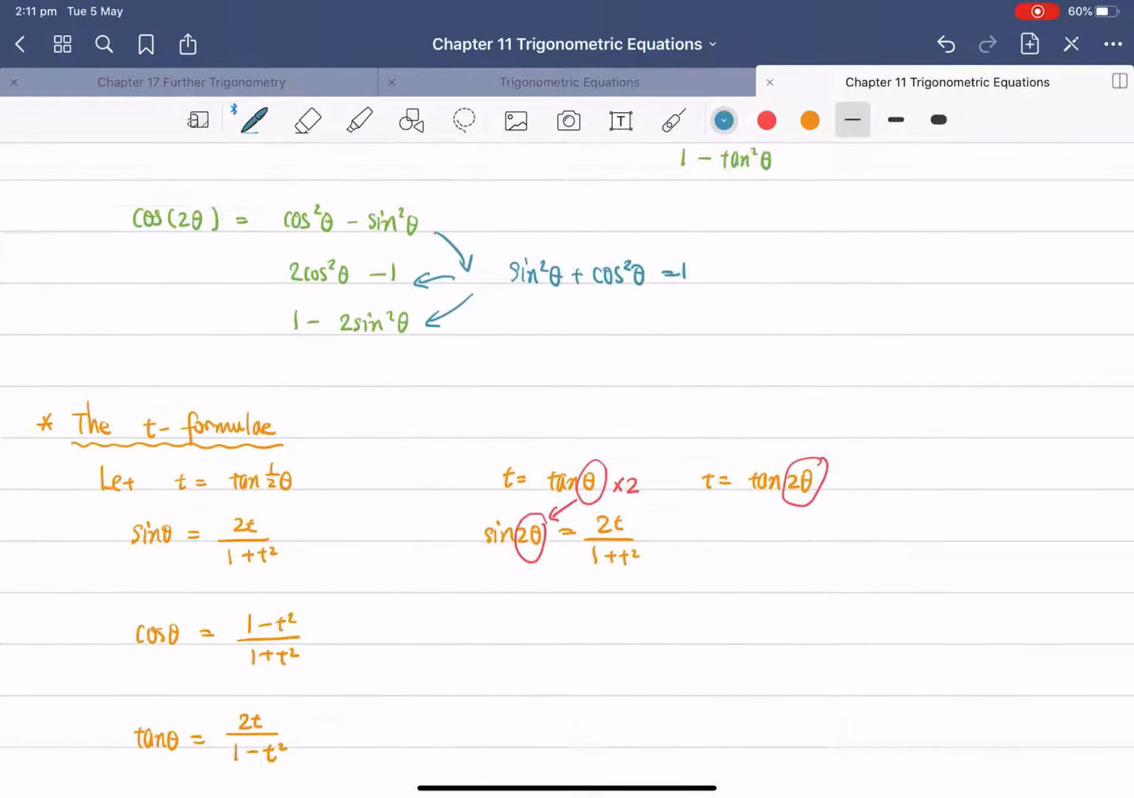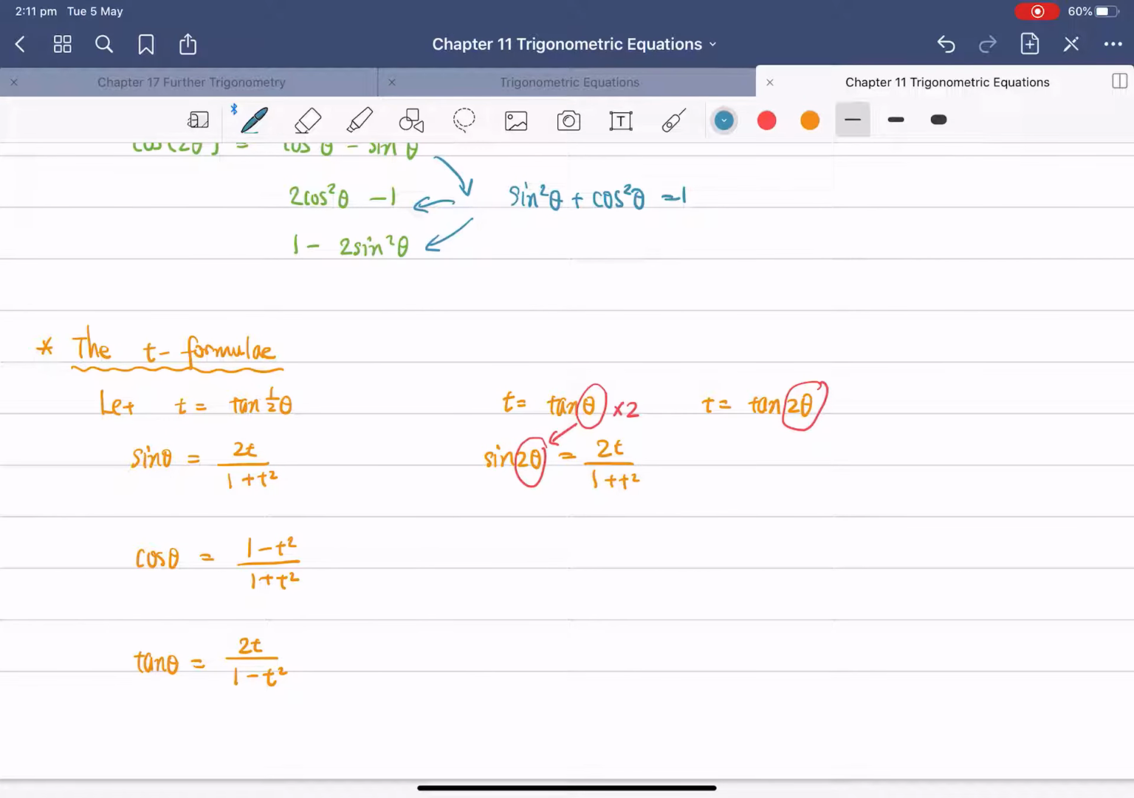Alright, the next one that you need to know is the T formula. I know some students don't like T formula substitution or T formula calculations, but sometimes the T formula is really useful because you can change the trigonometry equation into an algebra equation, right, without a trick there. Very useful, and you do need to memorize the formula there.